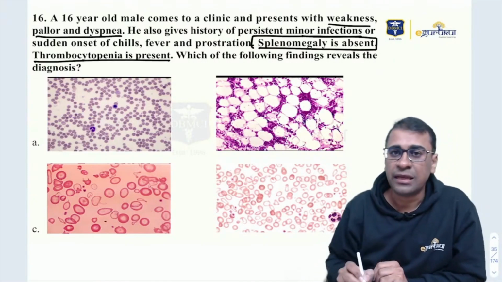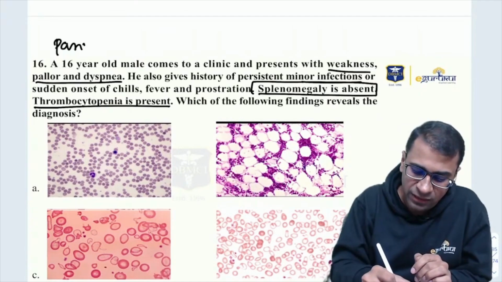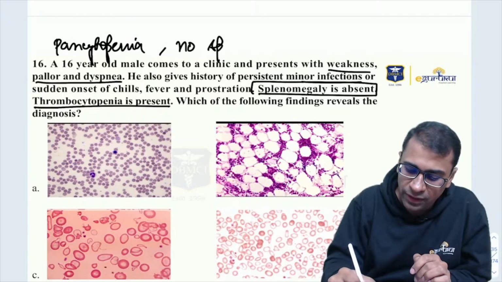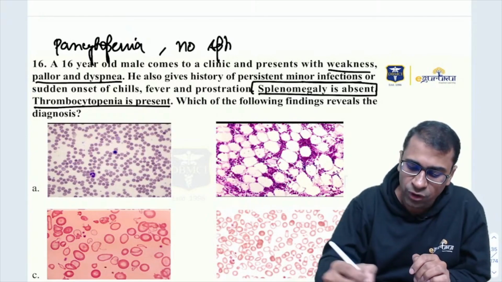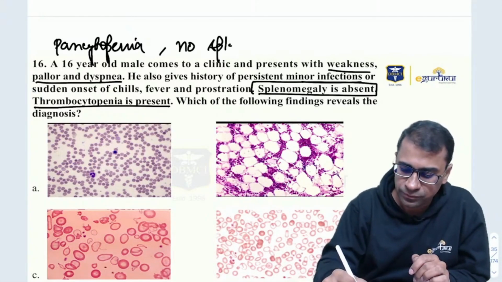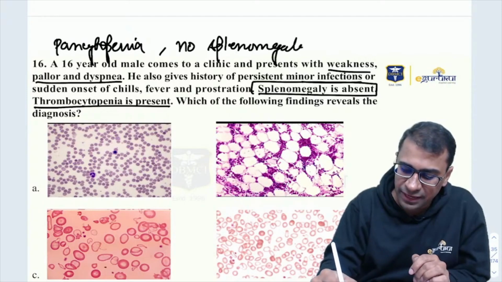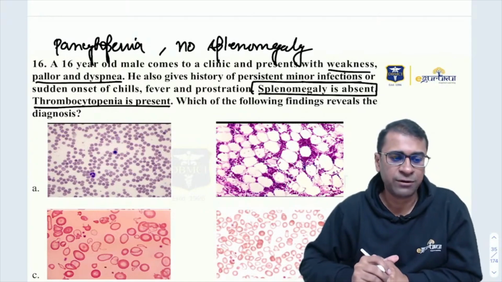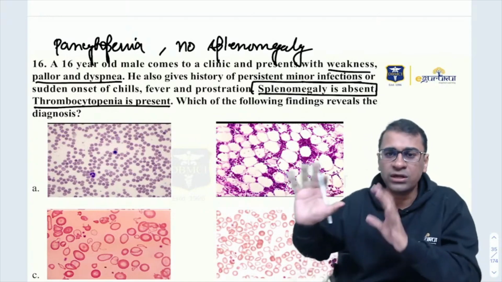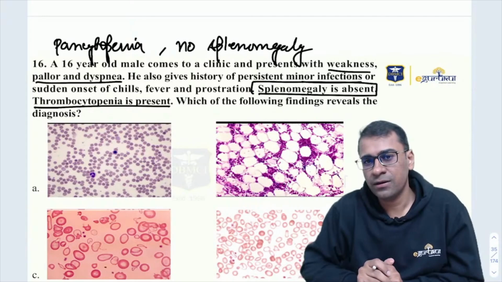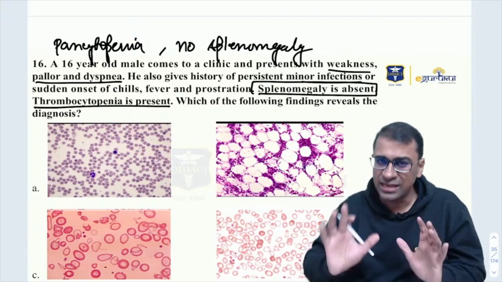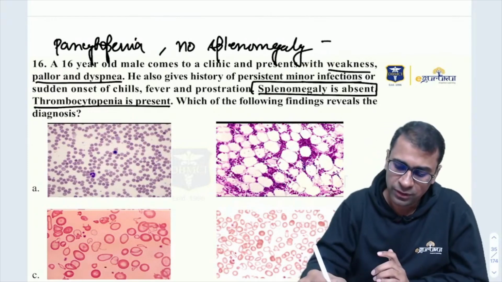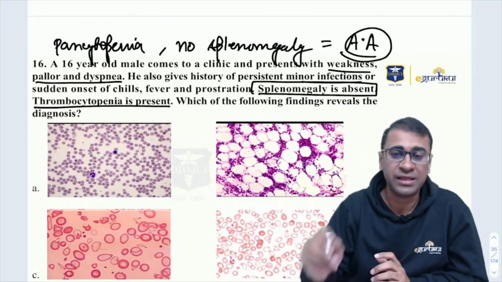Thrombocytopenia is present. That means he gets a case of pancytopenia and there is no splenomegaly. First of all, what are you thinking? This is a case of pancytopenia without any splenomegaly. So what are you thinking here? Think, a case of pancytopenia without splenomegaly. You must think it should be a case of aplastic anemia by the history.